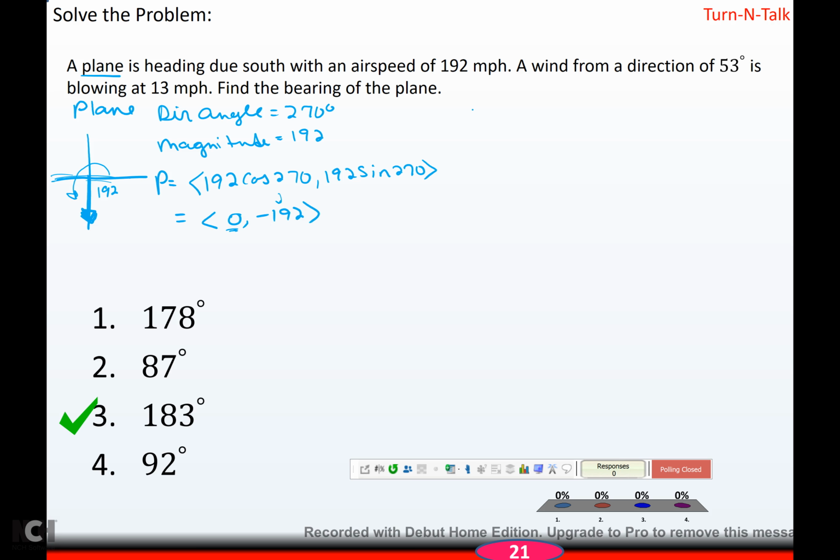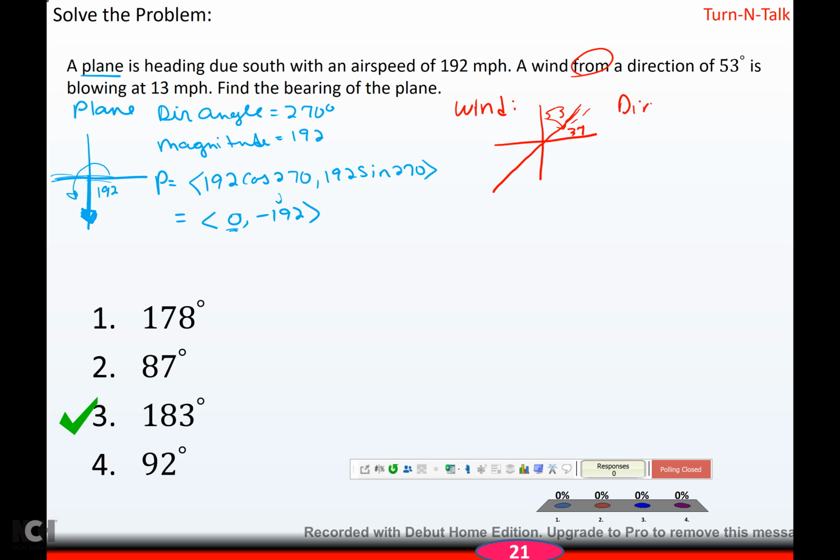All right, so now let's do the wind over here. For the wind vector, it's coming from a direction. Now, this is kind of key. It's not blowing in a direction of 53. It's coming from a direction of 53. So it's coming down like this, at 53 degrees from north. That's a little high, but whatever. So this is coming at you from 53 degrees north, which means this is 37 degrees.